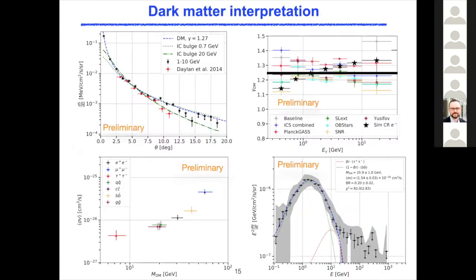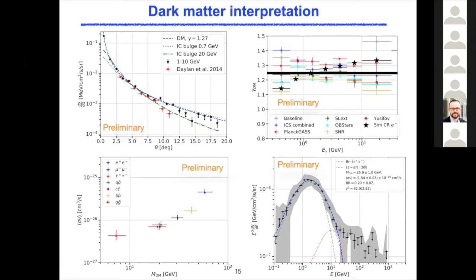The dark matter interpretation fits very well. As you can see in the top left, the best fit for dark matter is given by the blue dashed line with an index of 1.27.